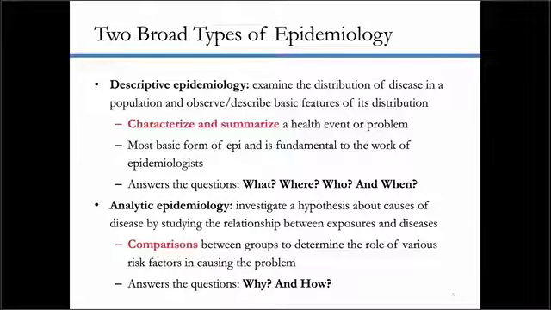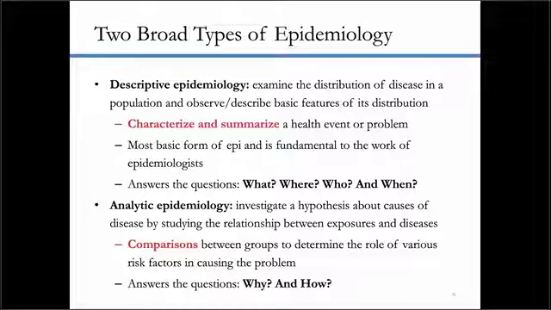So what is the disease? It might be diabetes. Where is it happening? It might be that we see higher rates of diabetes in the southern states versus in the western states. Who is getting it? So who in our population has diabetes? And when are they getting it? When is it happening? And when can we see that throughout the last 50 years, we saw an increase in the number of people with diabetes?